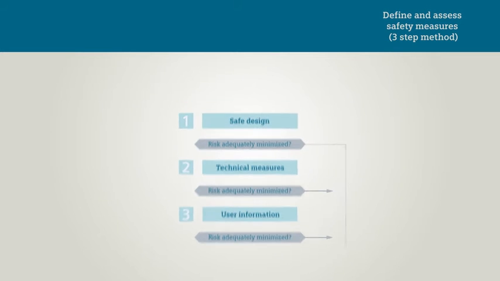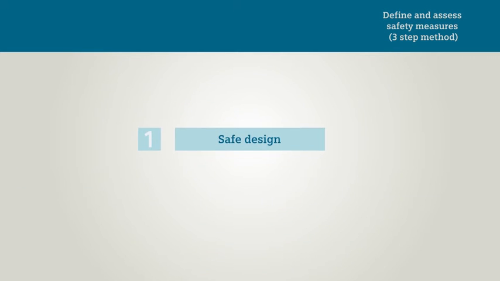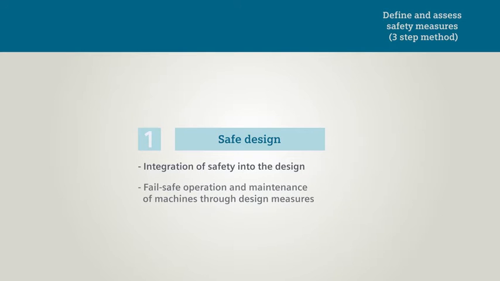Let's take a closer look at the three-step method. The safe design of the machine has the highest priority for risk reduction. In step 1, we attempt to make the design safe. In design-related risk reduction, the focus is on the following points: integrating safety into the machine's design, safe operation and maintenance of the machine through design measures. Information on safety design is available in EN ISO 12100, section 6.2.